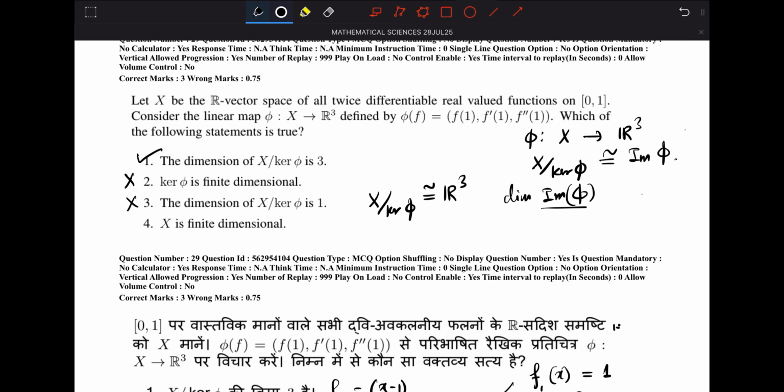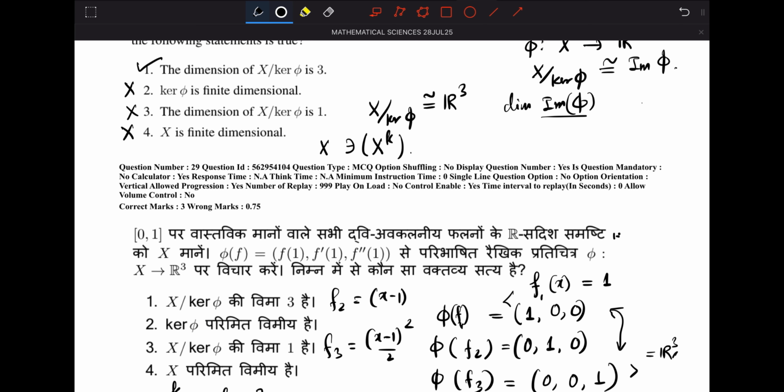X is not finite dimensional, because X contains the functions x to the power k, and these functions are linearly independent of each other. So it is not finite dimensional. Okay.